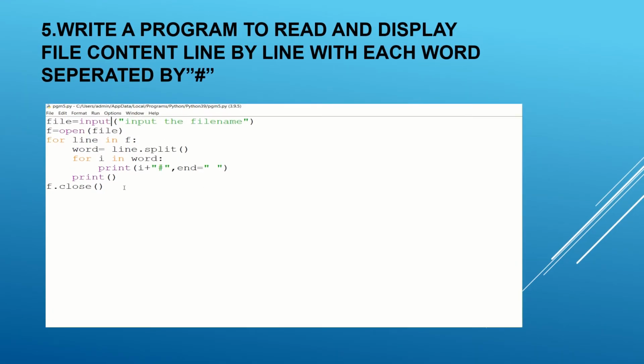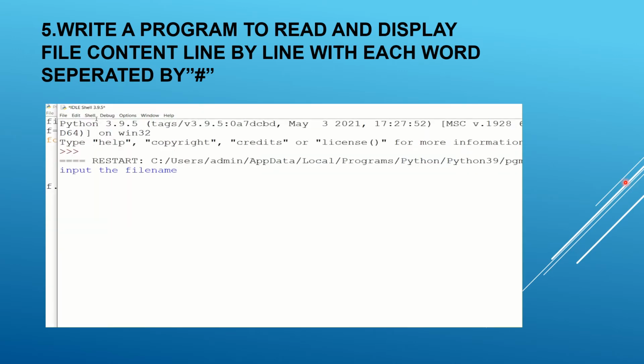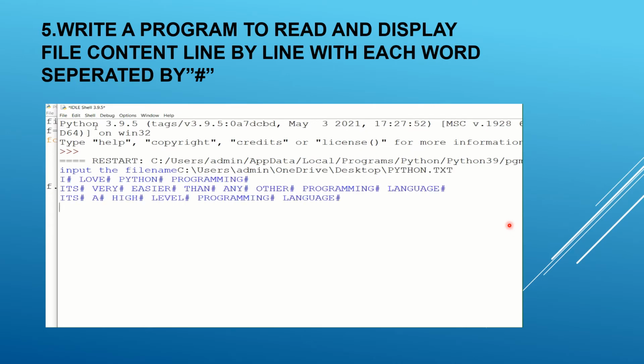So here we go with the fifth program, that is, write a program to read and display the file content line by line with each word separated by the hash. So here we give python.txt. We already know what is the content of python.txt. So each and every line we are ending with what? Hash. Each and every word of the file content we want to separate by giving the hash symbol there. That's what we have done.